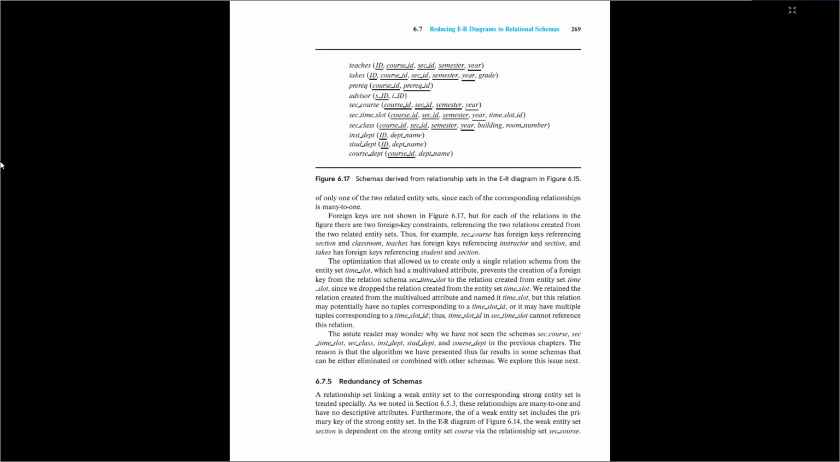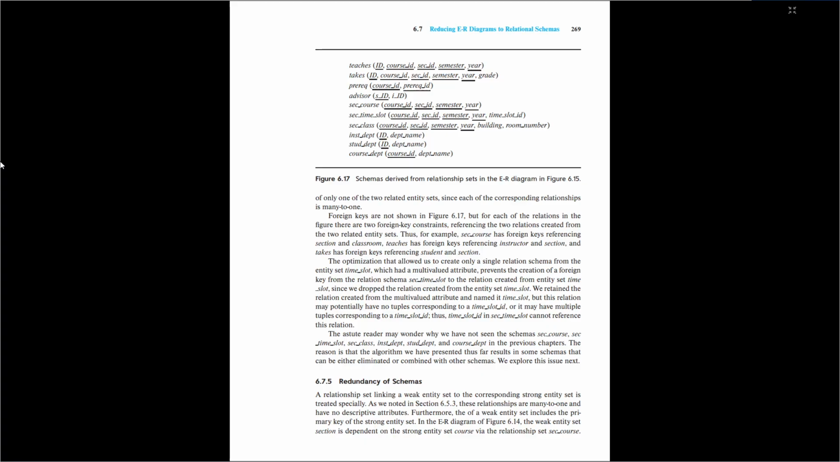The optimization that allowed us to create only a single relation schema from the entity set time_slot, which had a multivalued attribute, prevents the creation of a foreign key from the relation schema sec_time_slot to the relation created from entity set time_slot. Since we dropped the relation created from the entity set time_slot, we retained the relation created from the multivalued attribute and named it time_slot. But this relation may potentially have no tuples corresponding to a time_slot_id, or it may have multiple tuples corresponding to a time_slot_id. Thus, time_slot_id in sec_time_slot cannot reference this relation.